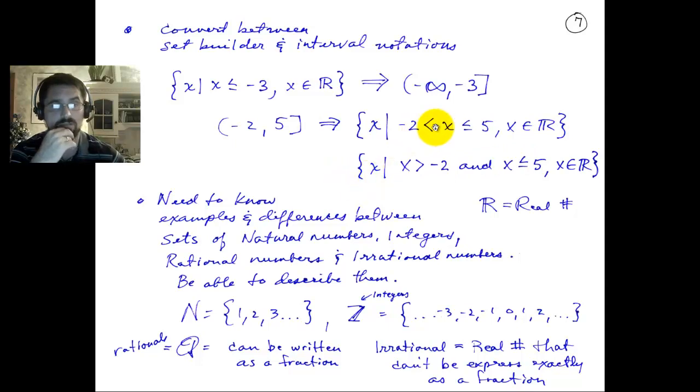Or you could write it, instead of writing it as a compound inequality, you could write it as, I apologize for the background noise, that's my two dogs playing.